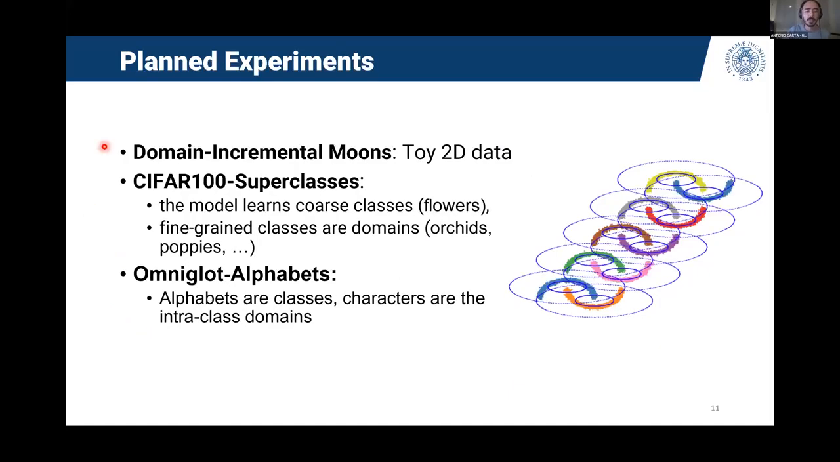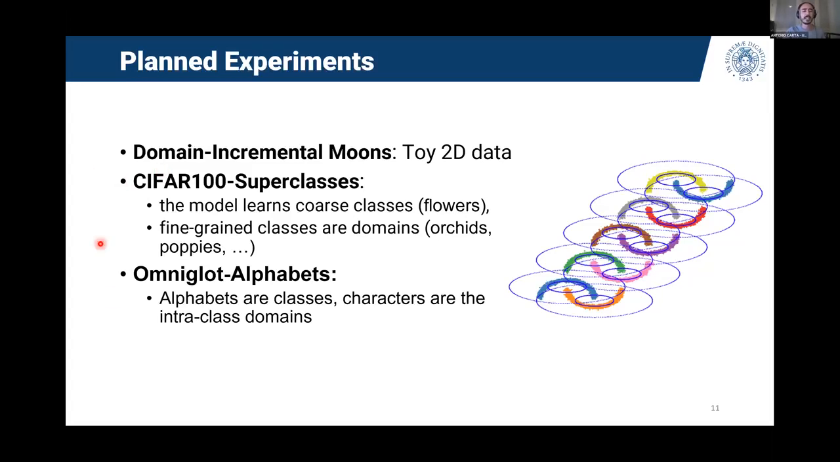The experiments that we plan to do are designed to stress the limitations of the different kinds of mixture models that we showed to you. The first one is domain incremental moons. The moon dataset is toy two-dimensional data where we show an arc of the moon over time, so that we can test whether the concept of the class will drift or will grow to include the whole moon.